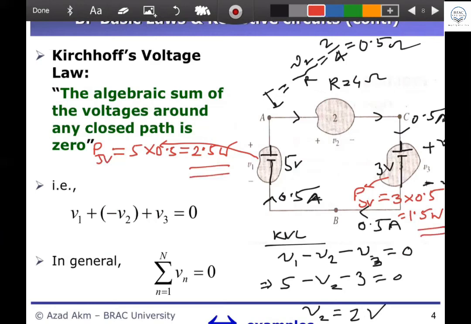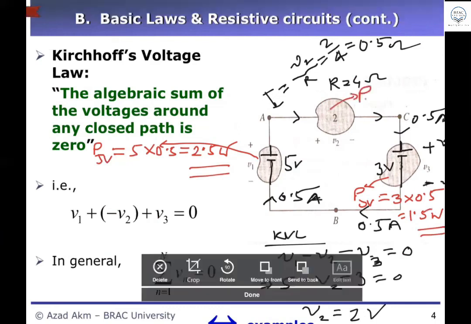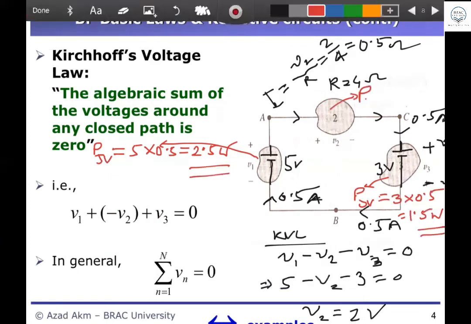Okay, good. Now, another one is this resistor here, the power absorbed by the 4 ohm resistor. So what is the value? P equals I squared R, which means 0.5 squared into 4, right? What is the value? 1 watt. Are you all okay? Now, what is P delivered equal to?